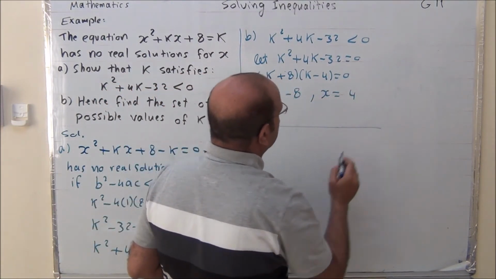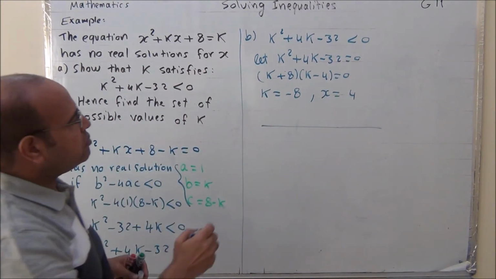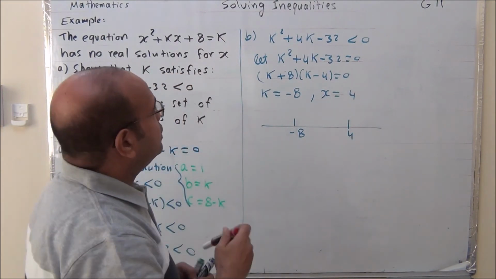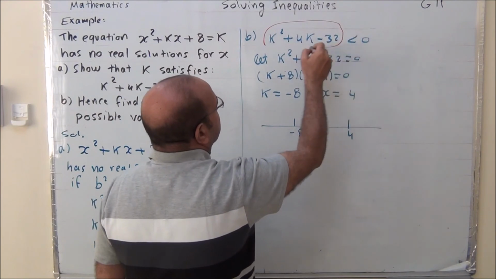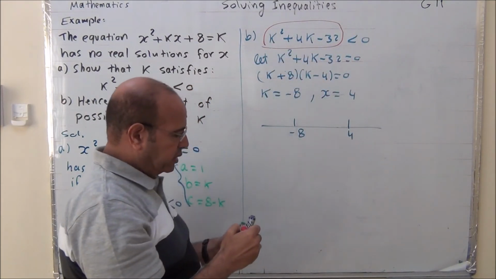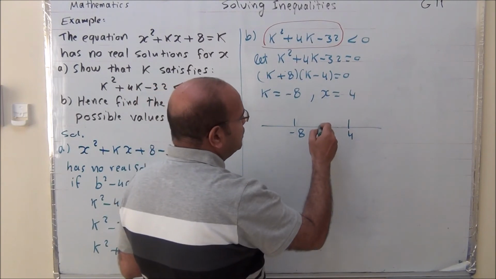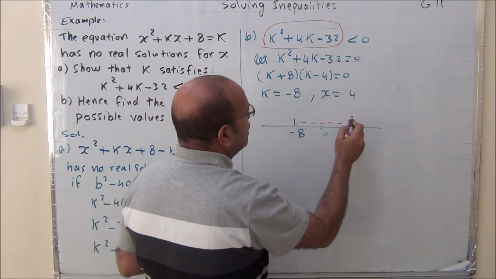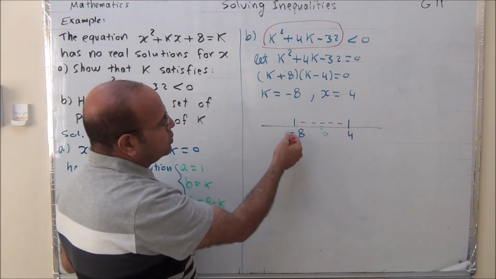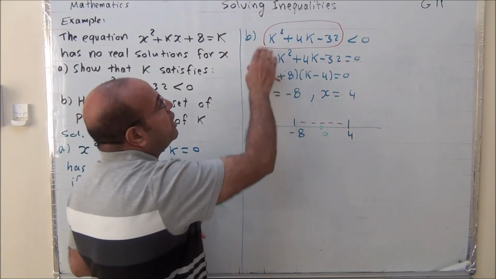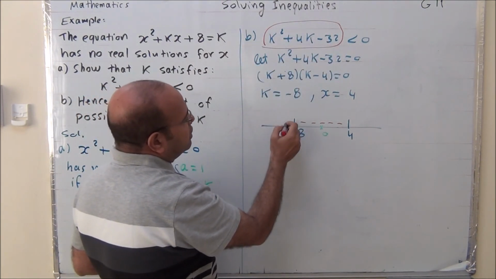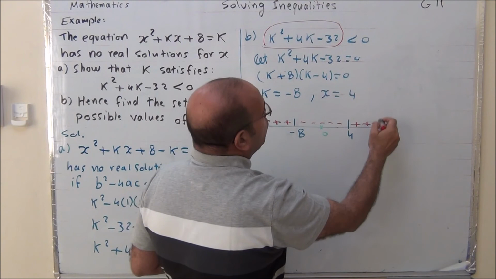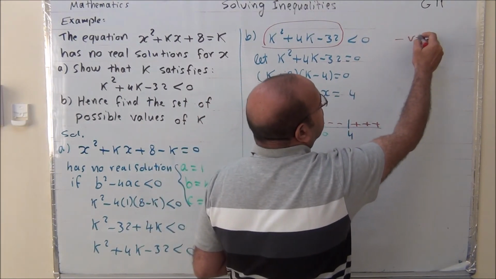We draw the number line and represent the two numbers in order. So negative 8 comes first and then 4. We need to check the sign of this inequality. So we choose a number between negative 8 and 4. The best number between negative and positive is 0. When you replace k by 0, it will be negative 32, so it's negative. Outside, of course, is positive. Or you can choose a number less than negative 8, for example negative 9. If you replace k by negative 9, you will get positive. More than 4, if you choose 5, it will also be positive. What do we need? Less than 0, it means negative.